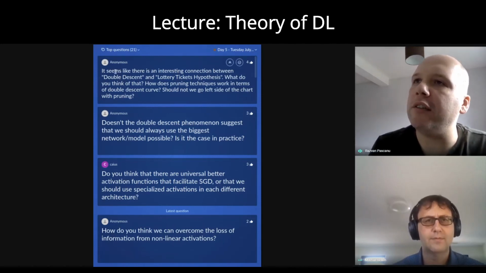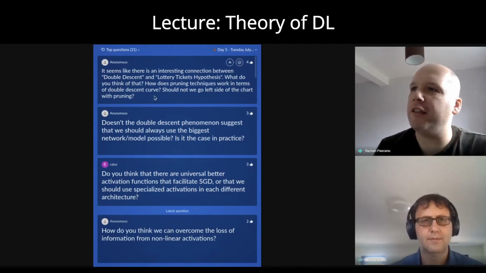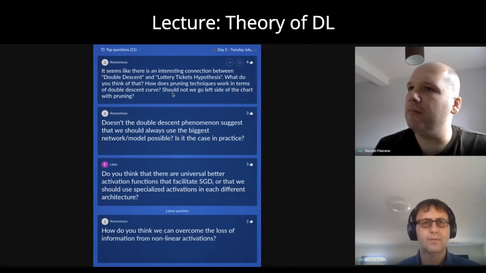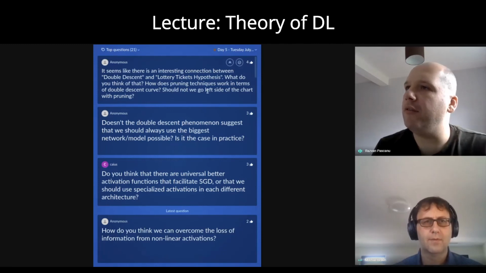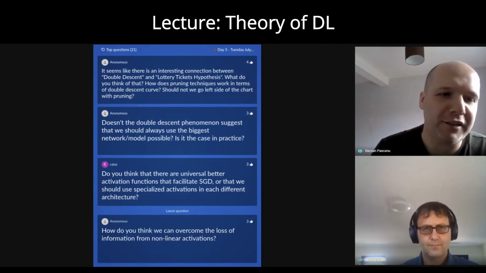For the next question, it seems like there is an interesting connection between double descent and the lottery ticket hypothesis. What do you think of that? How do pruning techniques work in terms of the double descent curve? Should we not go to the left side of the chart with pruning? Does pruning push us into the classical regime or not?